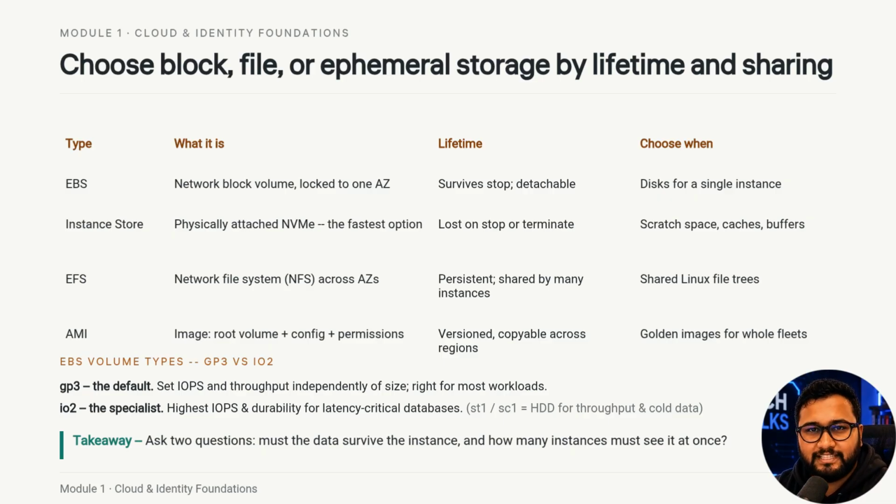Suppose you're deploying a WordPress application. The EC2 instance boots from an AMI. The operating system resides on an EBS volume. Uploaded media files shared across multiple web servers could live on EFS. Temporary rendering files might use Instance Store. Each storage option solves a different architectural requirement. Choose storage based on persistence and sharing requirements, not simply performance.